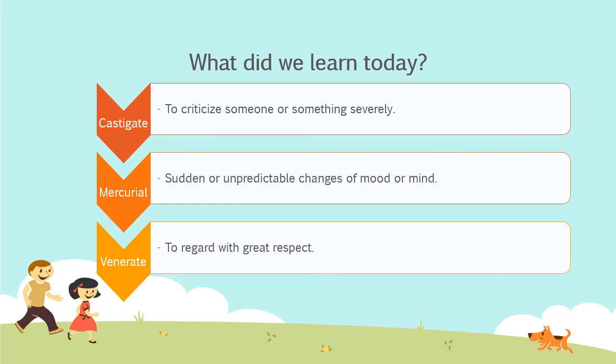Mercurial, sudden or unpredictable changes of mood or mind. Venerate, to regard with great respect. It could be someone or something you're regarding with great respect. Okay, one more time. Can someone voluntarily tell me a sentence from these three words? Can someone tell me? Okay, I'm giving you 2 minutes. Just make some sentences out of these three words, and then you guys will be telling me those sentences.